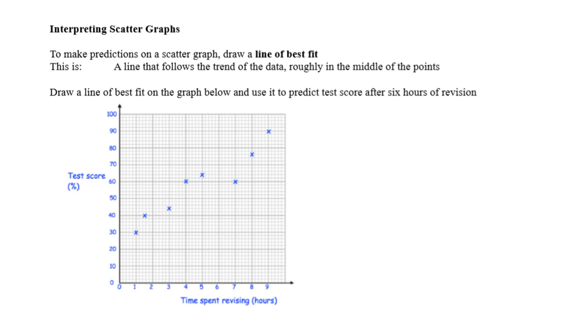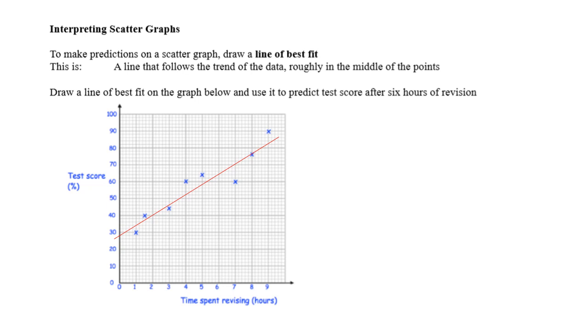Now those general lines I've been drawing, they are also part of the language of scatter graphs. We call those lines of best fit, and the definition is on the screen there. It has to be following the trend of the data, roughly in the middle of the points.